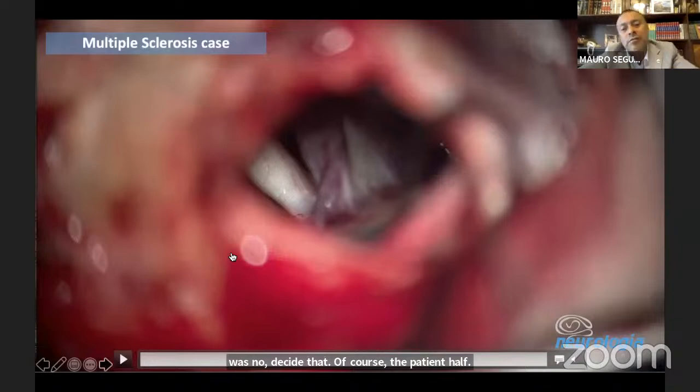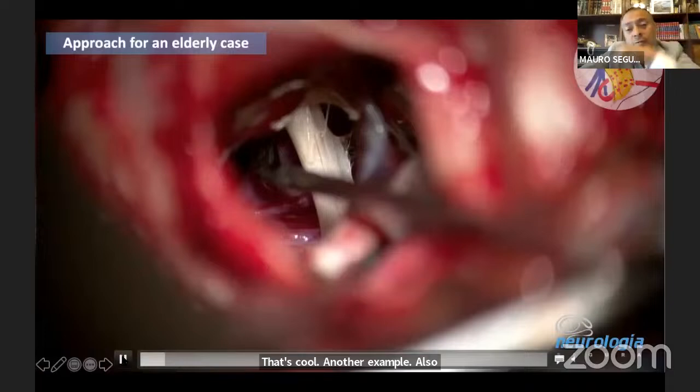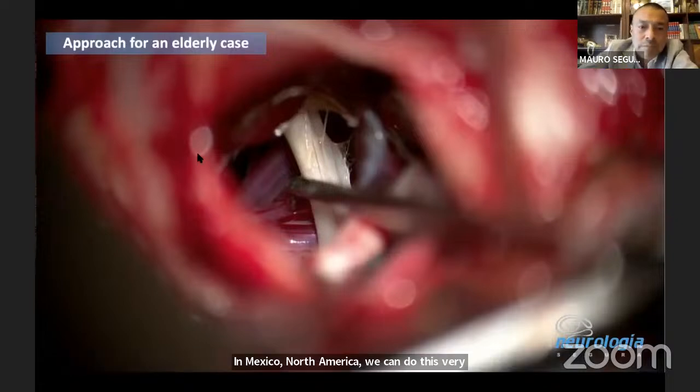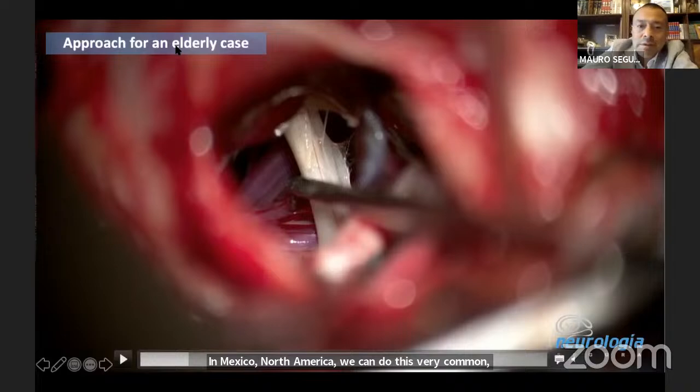It was removed. Another example, also very common for us. In Mexico and Latin America, we do this surgery very commonly. Patient with more than 70 years old.